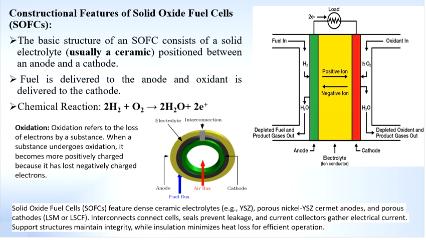The main features of these solid oxide fuel cells are: there will be interconnects which will be connecting the cells, and there will be sealings. The seals will be preventing leakage, and current collectors will be there to gather electrical current, and support structures will be maintaining integrity, while insulation minimizes the heat loss for efficient operation. All these are some constructional features of SOFCs.